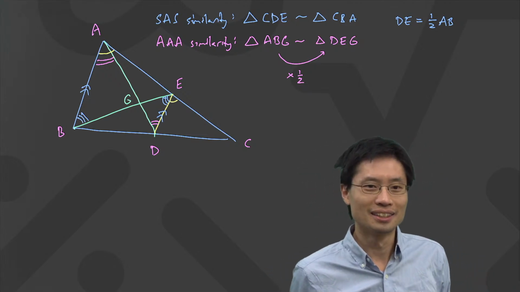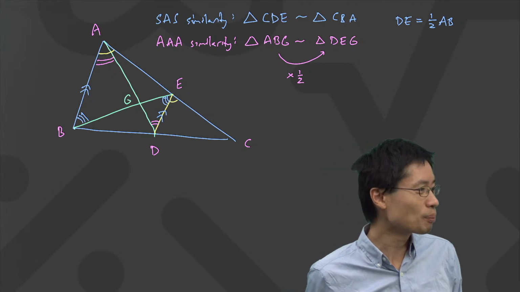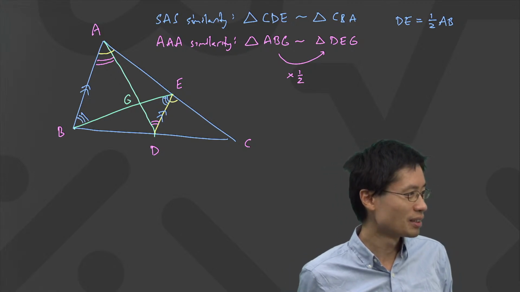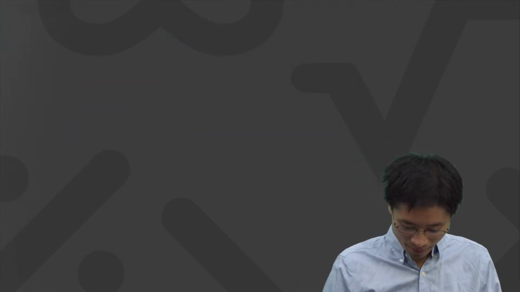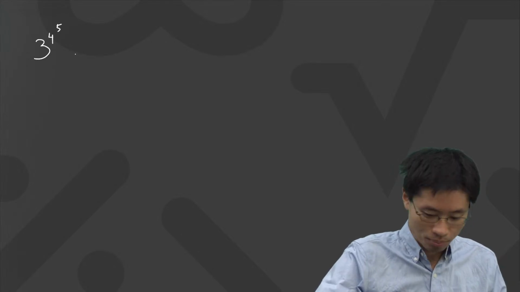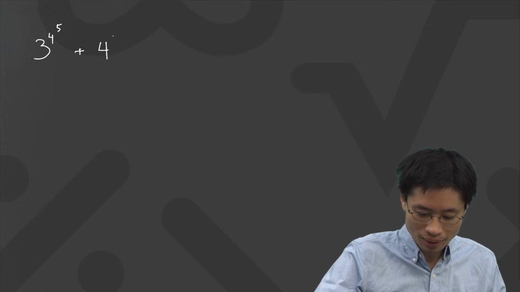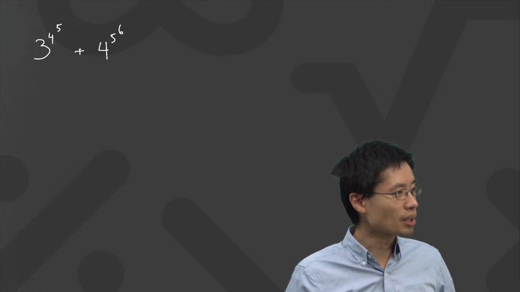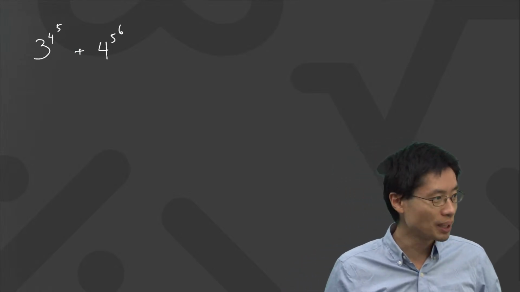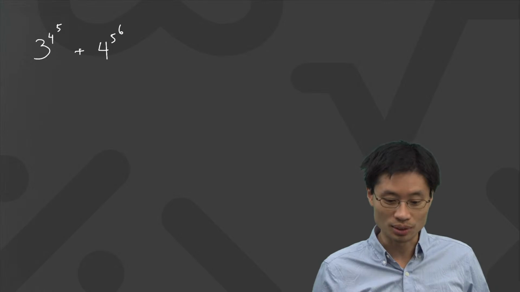Okay, somebody has an interesting point about 3 to the power 4 to the power 5 is the product of two integers. What? Really? So somebody said if you write 3 to the power 4 to the power 5 plus 4 to the power 5 to the power 6, they're telling me that this is the product of two integers, each of them bigger than 10 to the power 2002.